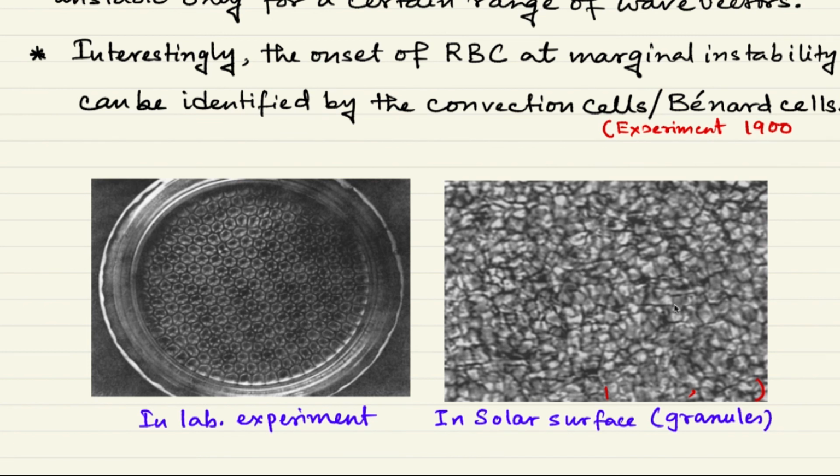And this type of convection cells, which are called granules, can also be seen on the solar surface near the photosphere, and that exactly confirms the existence of convective instability and Rayleigh convection near the solar surface. So this makes the whole phenomenon astrophysically very important and interesting. Okay, thank you very much.